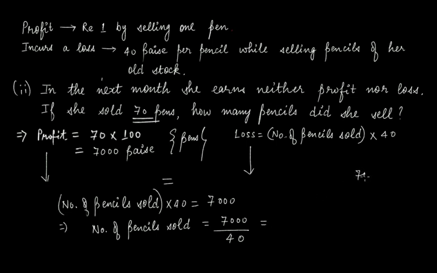If you divide it by 40, this will be, so 700 by 4, 1, 4 minus 3, 4, 7, 28, this will be 2, 175, and this is 175. So number of pencils sold in this month is 175, and due to this number you are making neither profit nor loss, that is, there is no net profit, no net loss.